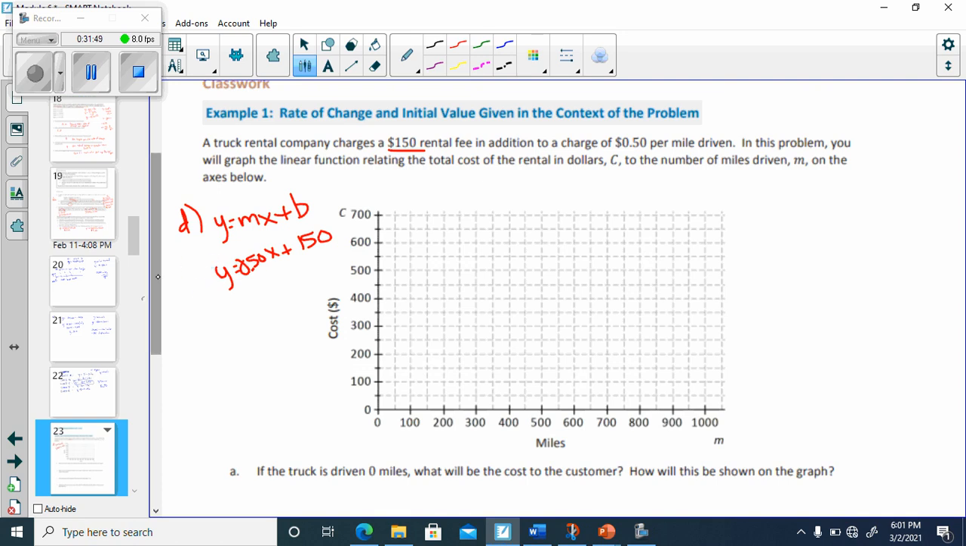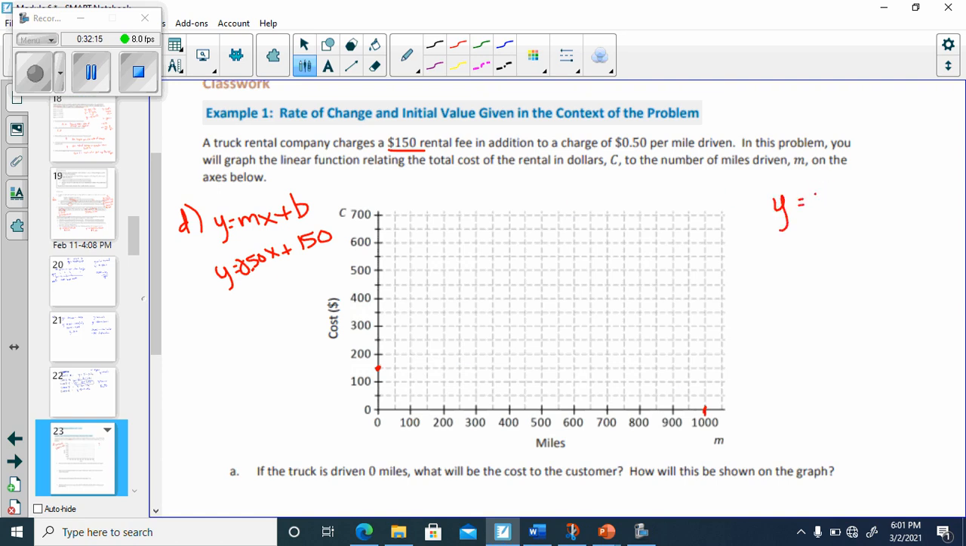Here's our equation. We start at 150. Now, we're going to go up 50 cents per mile. Problem is, that's going to be an awful lot of miles to drive, and we don't have a 1 down here. So let's find something we can plug in and find another point. How about we plug in the 1,000? Let's see what it is for 1,000 miles driven.